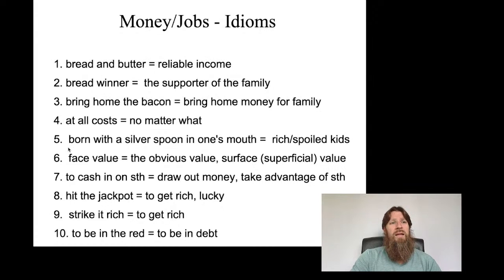Number 5, born with a silver spoon in one's mouth, means that they're rich or spoiled. Number 6 is face value, the obvious value of something, or the superficial surface value of it. Number 7, to cash in on something, means to take out the money or take advantage of something. Number 8, to hit the jackpot, to get rich or get lucky. Number 9, strike it rich, means to get rich. Number 10, to be in the red, means to be in debt.